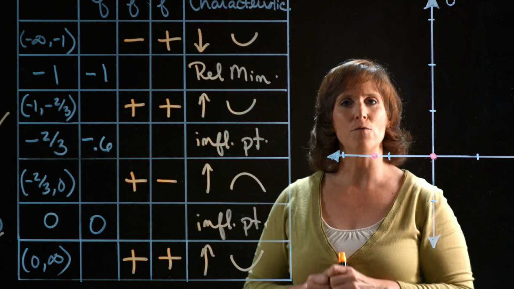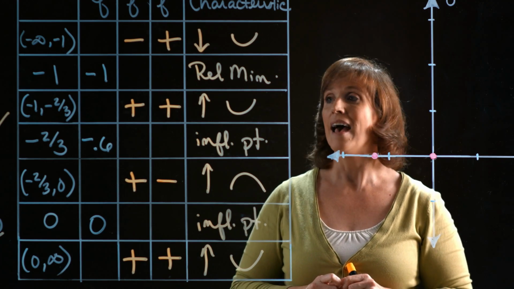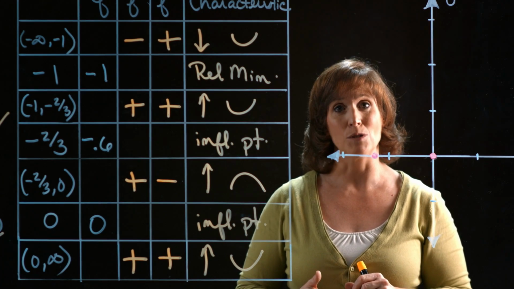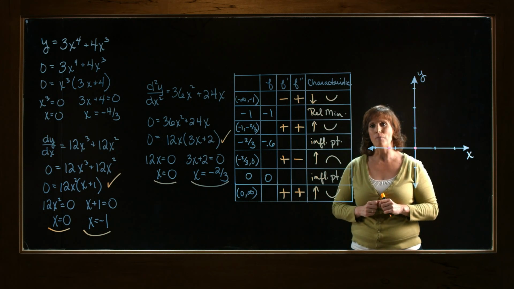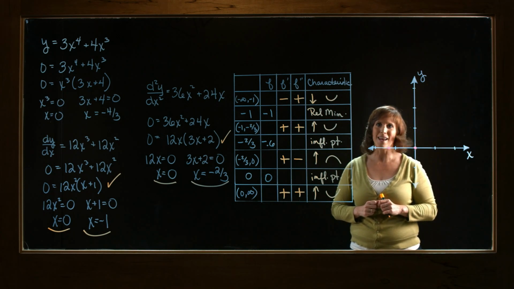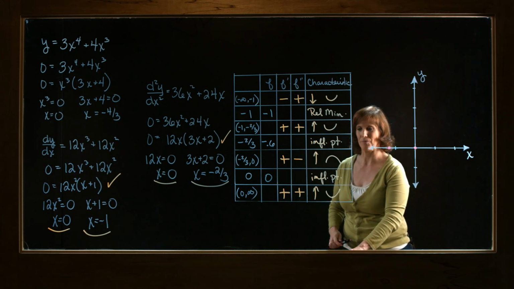I have a lot of information here, but there's one more piece of information that I have not yet discussed, and that is the existence of asymptotes. If I look at the original problem, though, I notice that I have a polynomial. Polynomials do not have asymptotes, so I don't have to worry about that aspect of the problem. Okay, we're ready to put it all together.